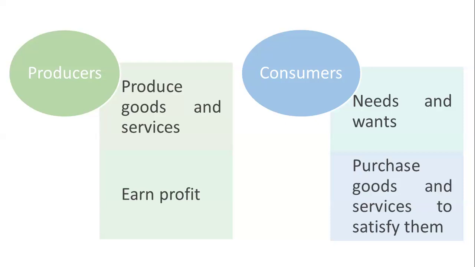On one hand, you have to satisfy the customer's needs and wants, and on the other hand, the producer has to produce the goods and services while satisfying the customer. The producer has to earn the profit, right? So this is what marketing is all about.